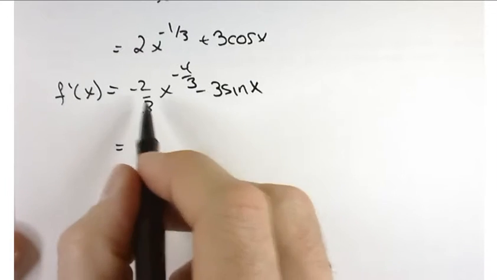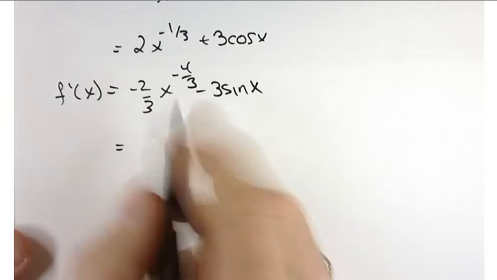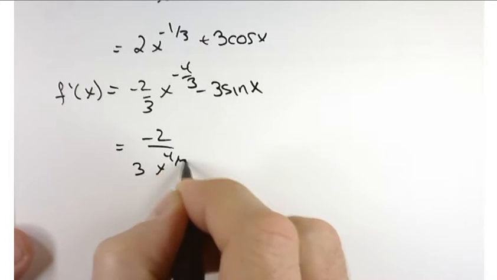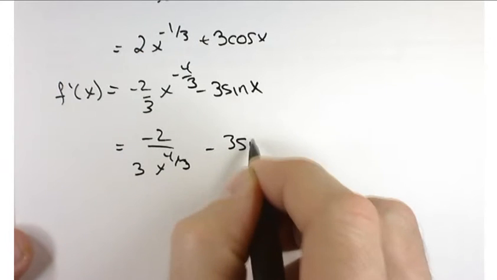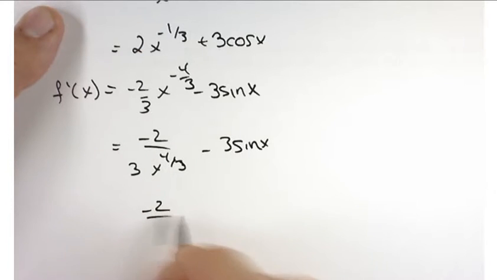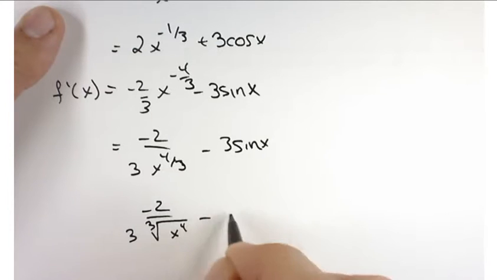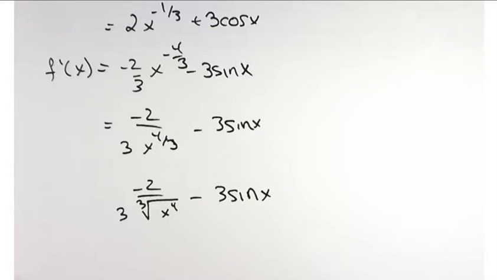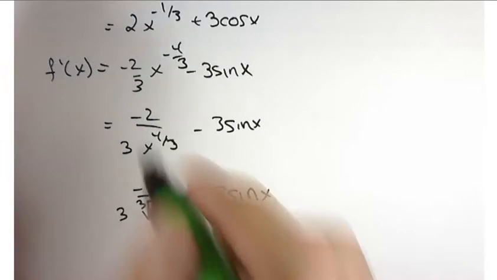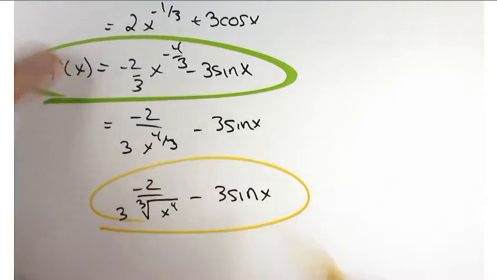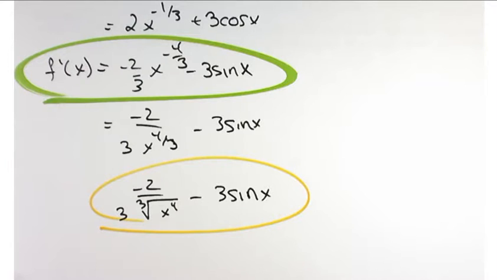So last but not least, the 3 is in the denominator. I'm going to put this in the denominator, so negative 2 stays up. So x to the 4/3 minus 3 sine of x. X to the 4/3, 3 comes over, 4 drops down, leaves me with 3 times the cube root of x to the 4th minus 3 sine of x. Now I'm only doing this last step just for the practice. I'm really fine with it if you answer here or if you answer down here. Either one works. They're both fine.